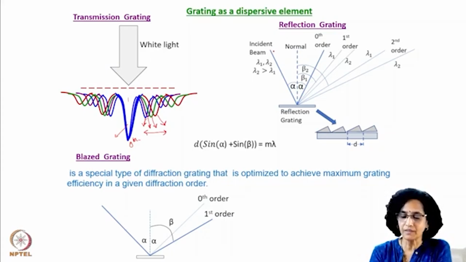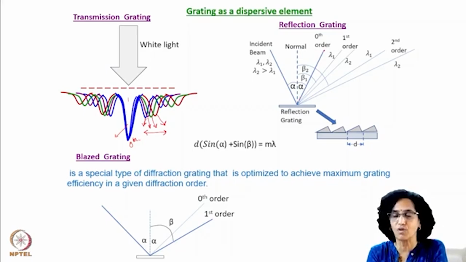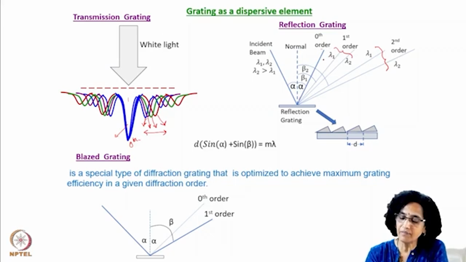So you have the incident wavelengths, lambda 1 and lambda 2, suppose. This is the angle of incidence. This is the normal reflection, that is the 0th order. In the 0th order, there is no separation of the wavelengths. Both lambda 1 and lambda 2 come here. And this is the first order for lambda 1 and lambda 2. This is the second order for lambda 1 and lambda 2. So you can see that lambda 1 and lambda 2 are separated.